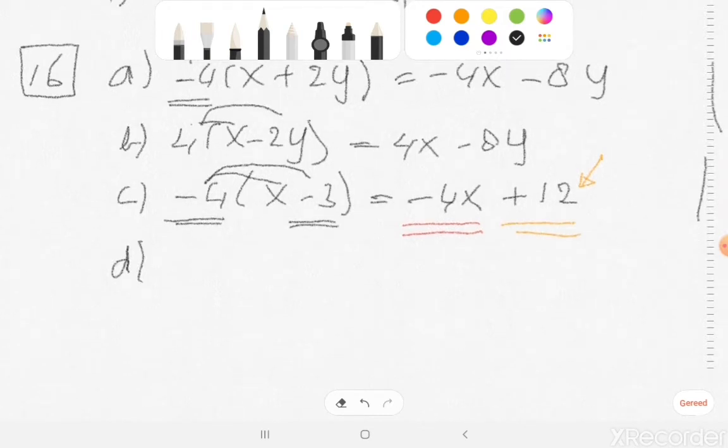Exercise D. Minus 4 times 2x plus 8. Minus 4 times 2x is minus 8x. And minus 4 times 8 is minus 32.